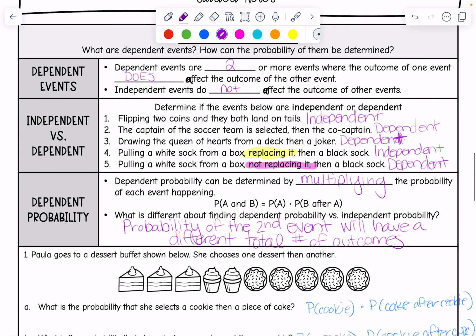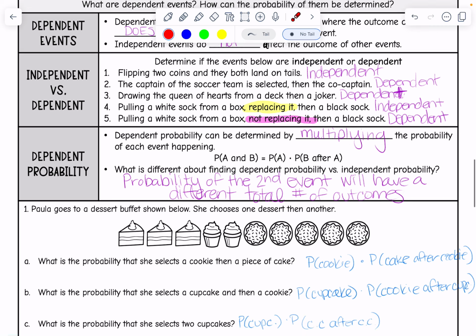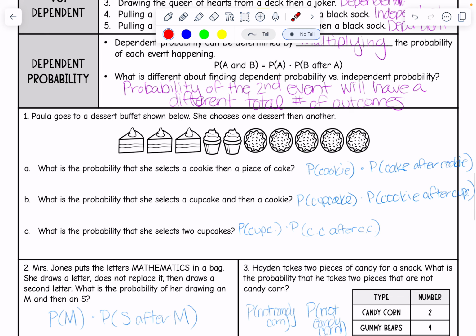So we're going to be figuring out dependent probability by multiplying the probability of each event happening. We're going to figure out the probability of the first event, and then the probability of that second one after the first one has already happened. And so we'll look at some examples here, and hopefully that part will make more sense.